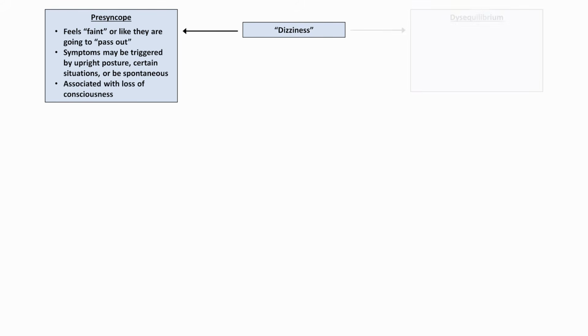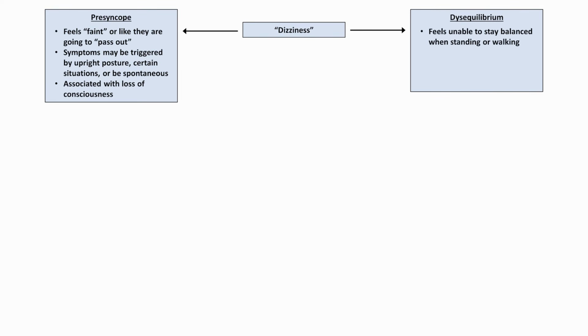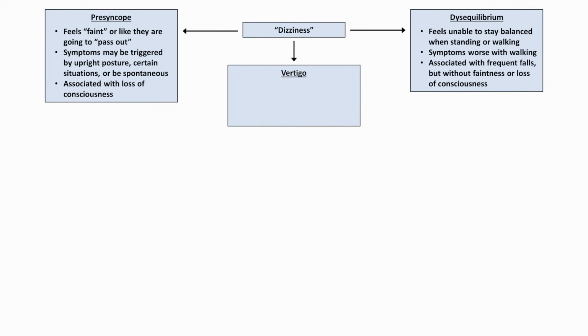Or is the patient describing disequilibrium, in which the patient feels unable to stay balanced when standing or walking, symptoms are worse with walking, and it's associated with frequent falls but without faintness or loss of consciousness? Or is the patient's dizziness vertigo, in which the patient feels like the room is spinning or that they themselves are in motion? Vertigo is worse with head movement and is often associated with nausea.